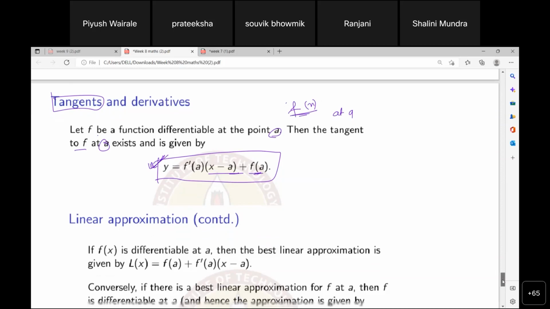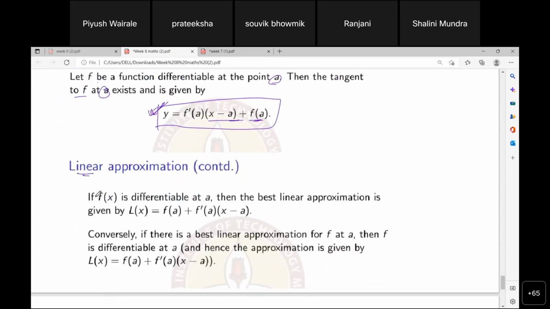Remember this thing. And in the case of linear approximation, suppose you are given a complex function f of x and you have to find the value of this function at some certain point. You can do it by the linear approximation method. If f of x is differentiable at a, then the best linear approximation is given by L of x equals f of a plus f dash of a times x minus a. So the same thing is applicable here also.